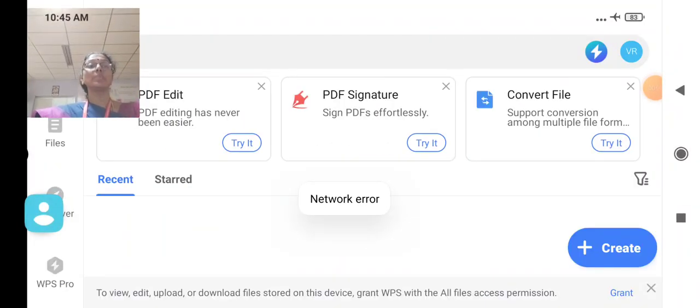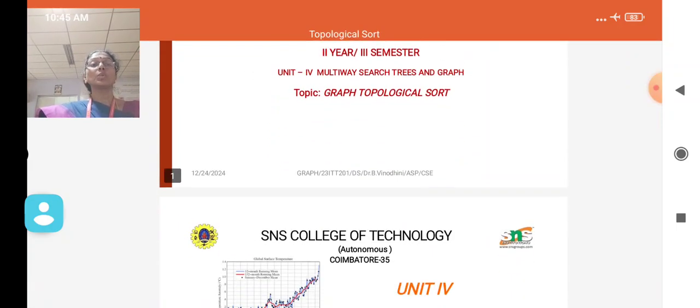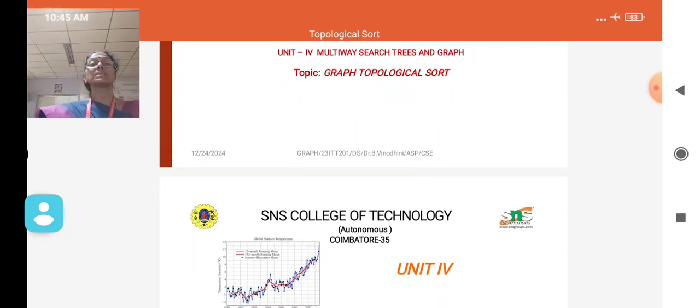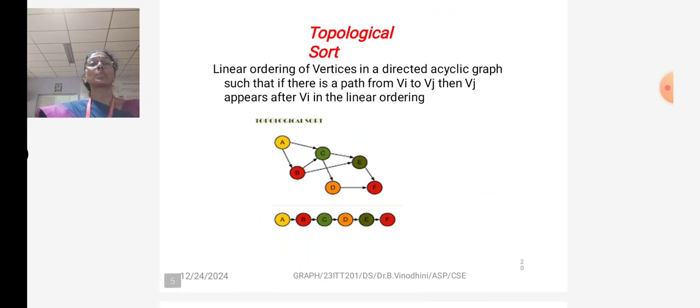In today's video we are going to see what topological sort is, and how to represent the graph in a linear ordering of vertices. So before going into the topological sort explanation, first we will see the definition of topological sort.